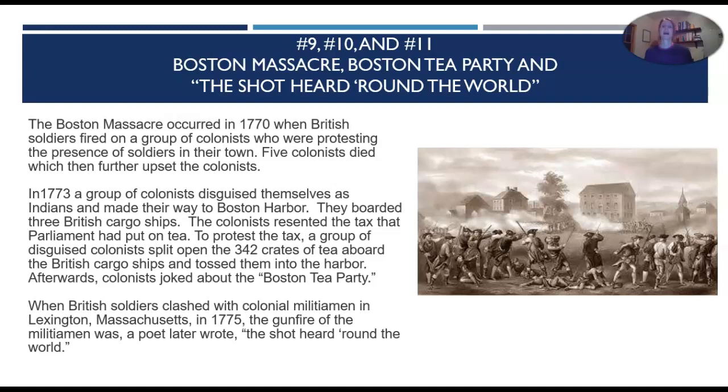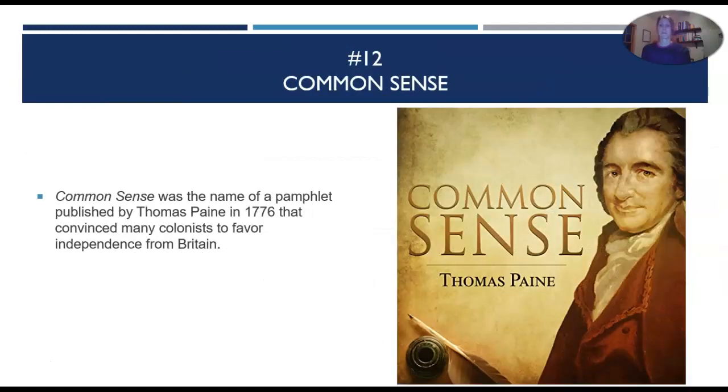When British soldiers clashed with colonial militiamen in Lexington, Massachusetts in 1775, the gunfire of the militiamen was, a poet later wrote, the shot heard round the world. And again, as I said at the beginning of this flip video, there's a lot more information about this in your Human Odyssey book, your reading pages. So please make sure that you are doing your reading requirements to make sure you're getting a full understanding of this lesson and of these questions.